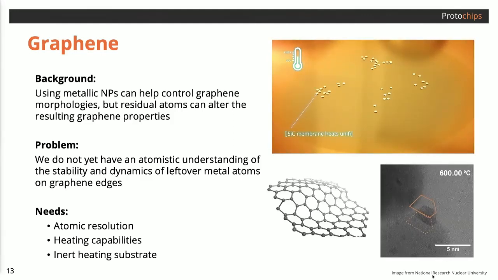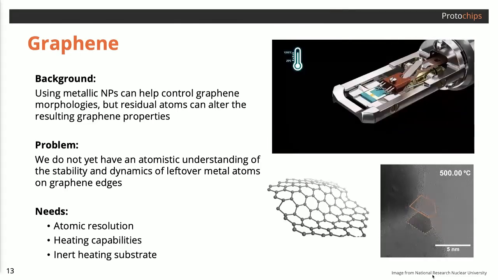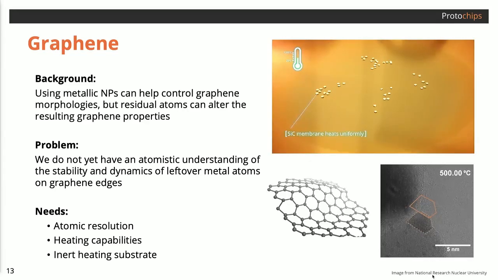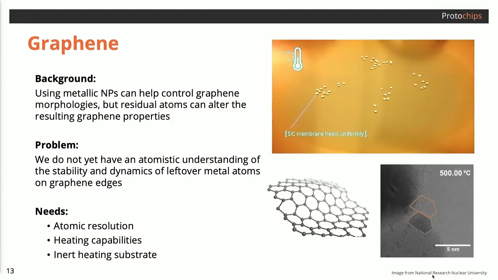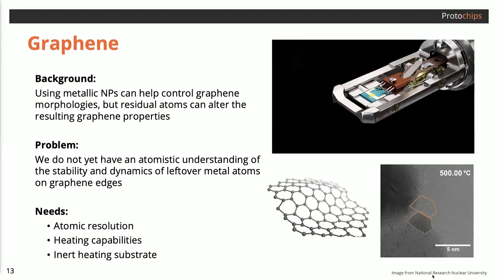So some researchers from the University of Tsukuba in Japan were interested in the role individual atoms could play on the edge of the graphene sheets. So these are dopant atoms that could be left behind in the fabrication process or otherwise included in the graphene. And they also wanted to mimic the hot conditions of the graphene fabrication. So to do this, they needed to watch individual atoms moving around at high temperature while simultaneously ensuring that the heating membrane was not reacting with the sample so that the chemistry was preserved. And because we're talking about graphene, of course, they needed to do all of this at atomic resolution.